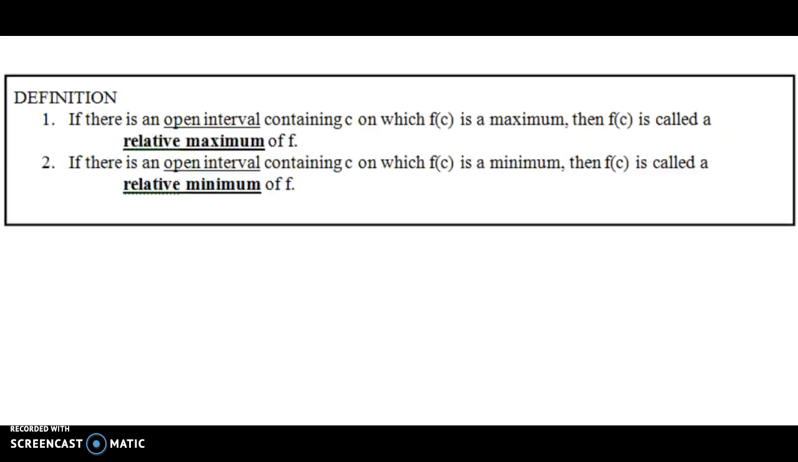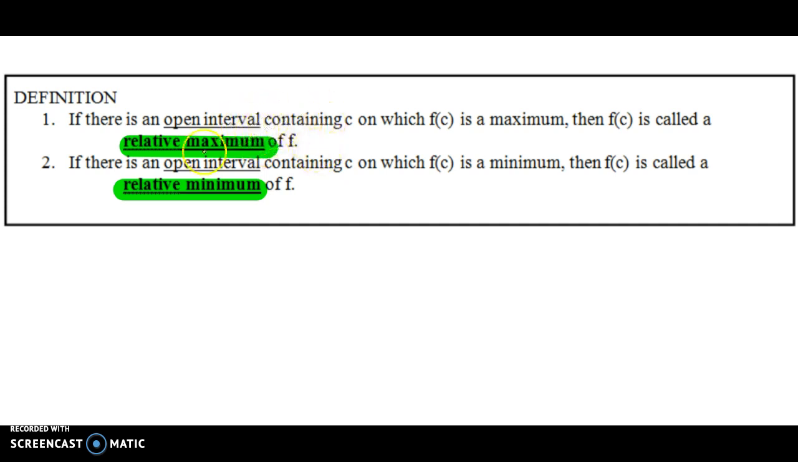All right, so last definitions for this video here. If there is an open interval containing c on which f of c is a maximum, then f of c is called a relative max. And if there is an open interval containing c on which f of c is a minimum, then f of c is called a relative minimum. Notice here that the difference is that we have an open interval, in comparison to before when we had a closed interval.